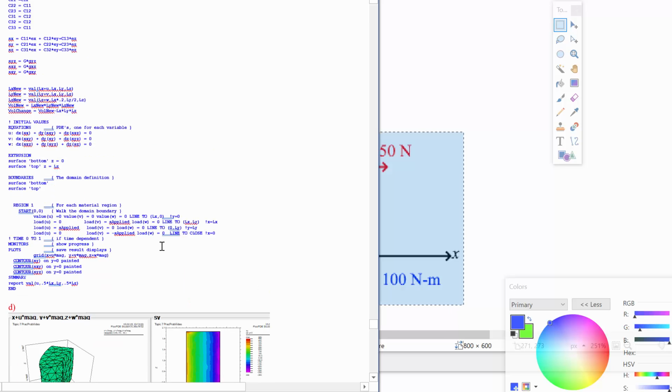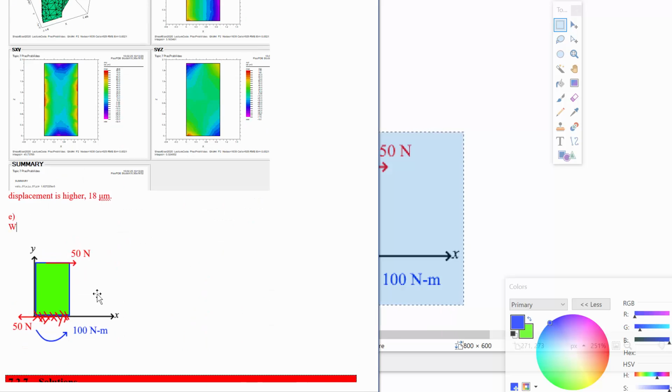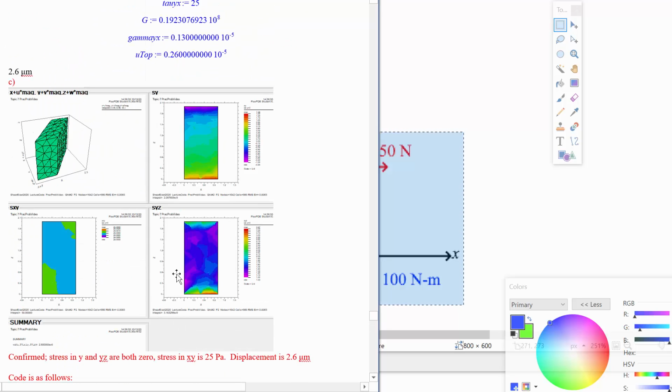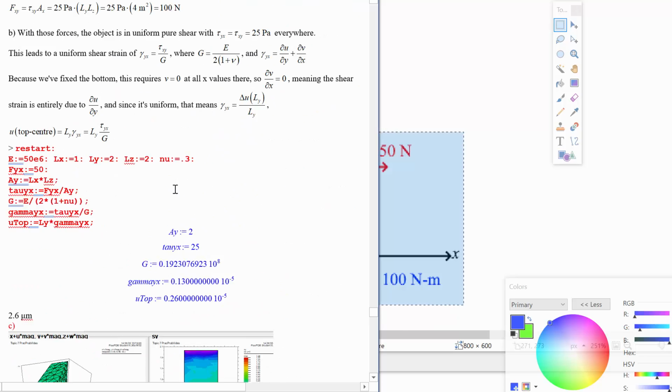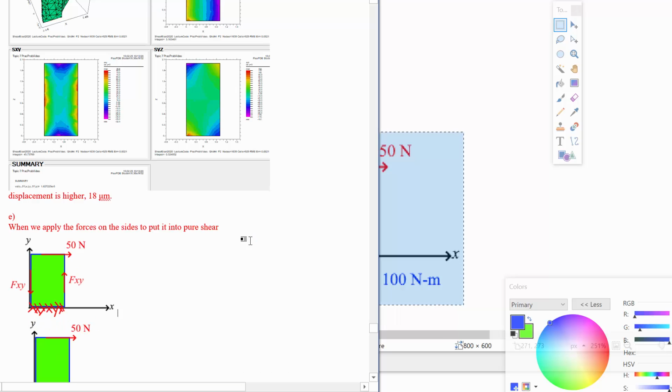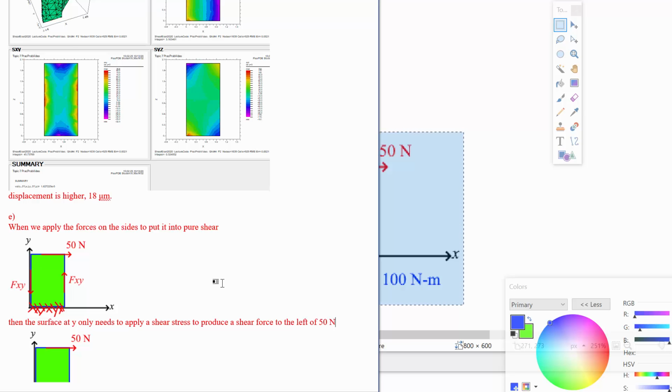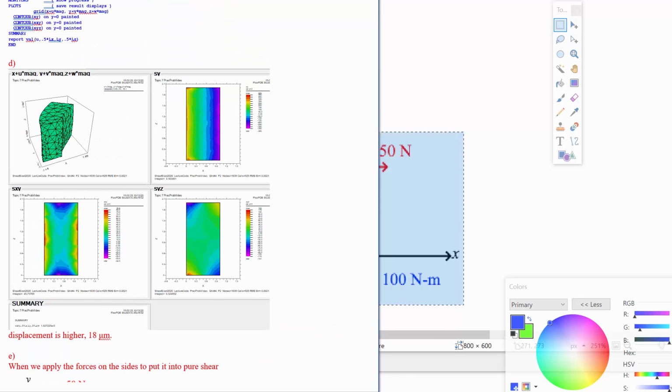Okay, great. So with reference to the contour plots, when we apply the forces on the sides to put it into pure shear, which is this setup, then the surface at Y only needs to apply a shear stress to produce a shear force to the left of 50 newtons. And that's why only SXY was non-zero.